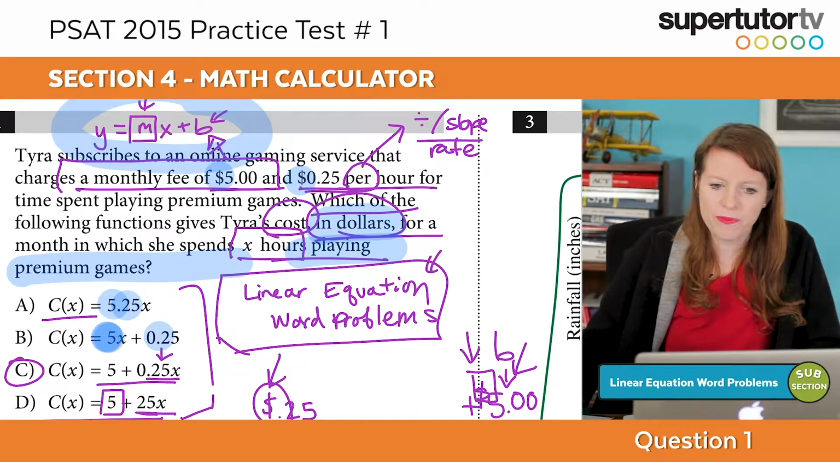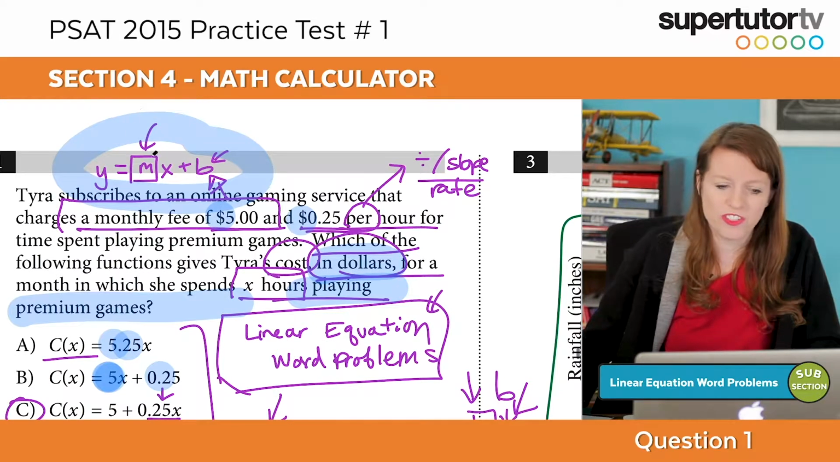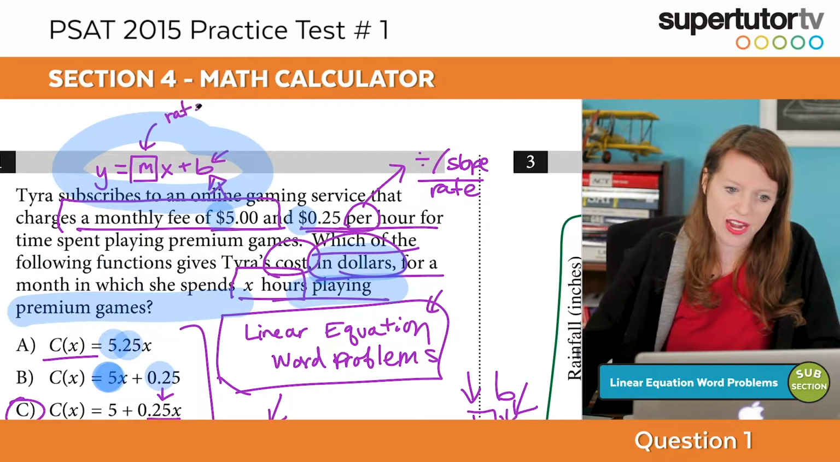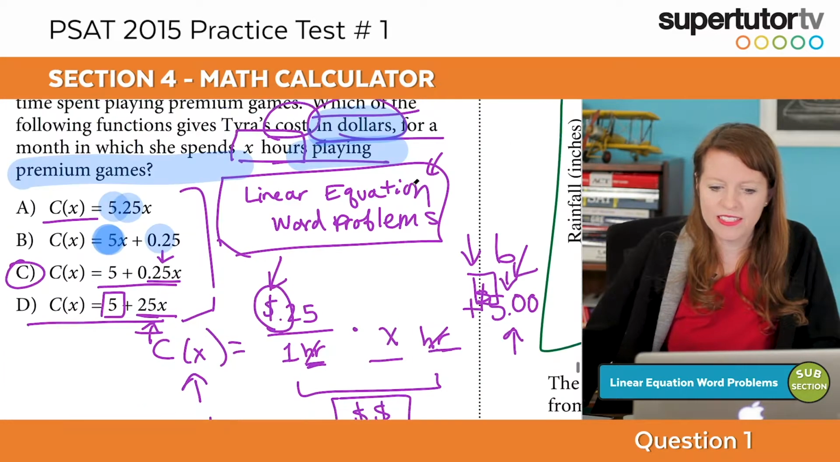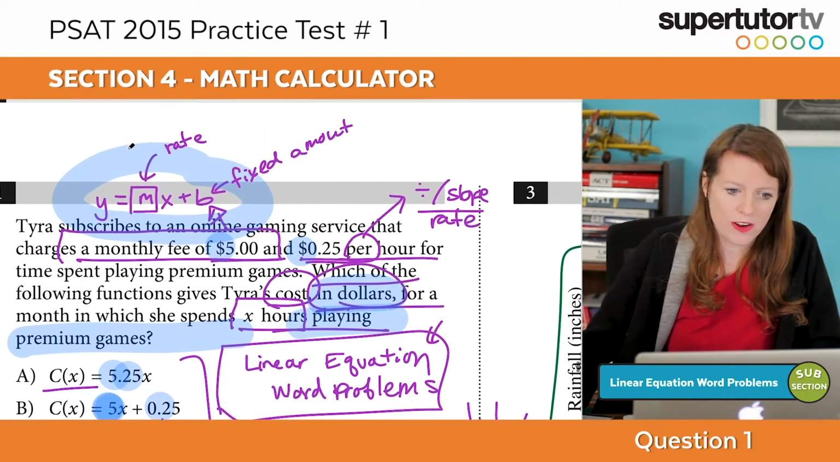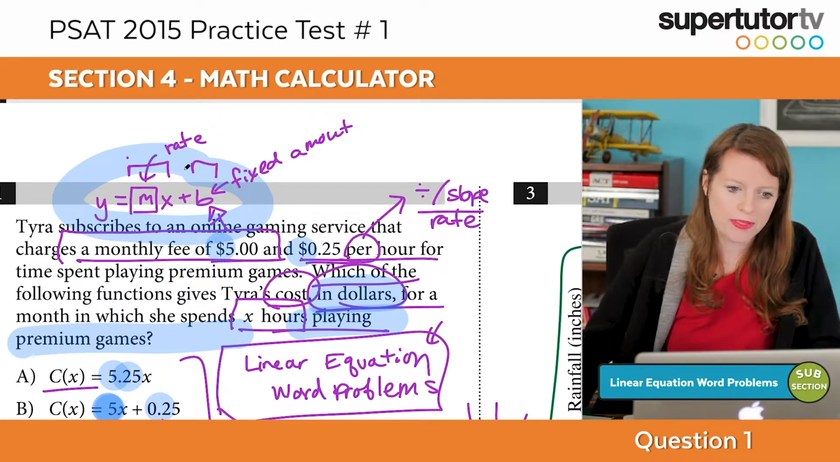Again, this y equals mx plus b form is really common on word problems. You have to just know what to look for. This is generally, again, the rate. This is the fixed amount. And then you just have to always set it up with your dimensional analysis and make sure that what you get here is the same label. You add these two same labels together, and that's the same label as this.